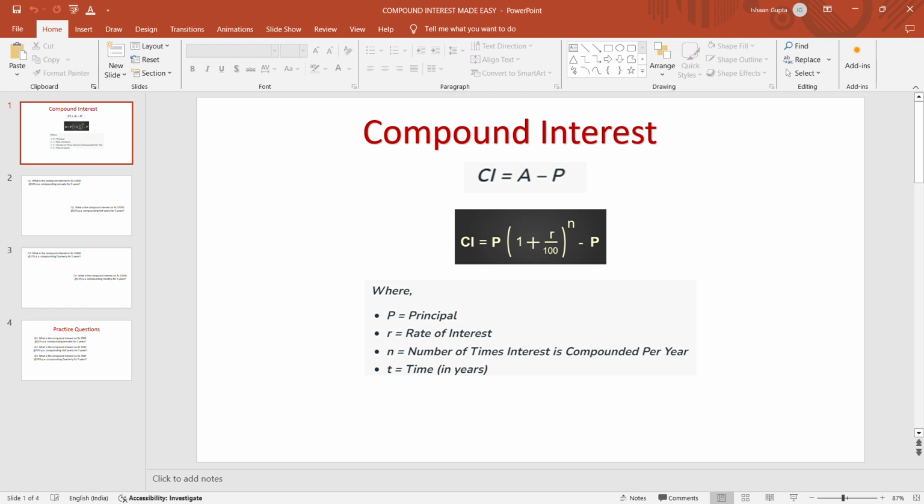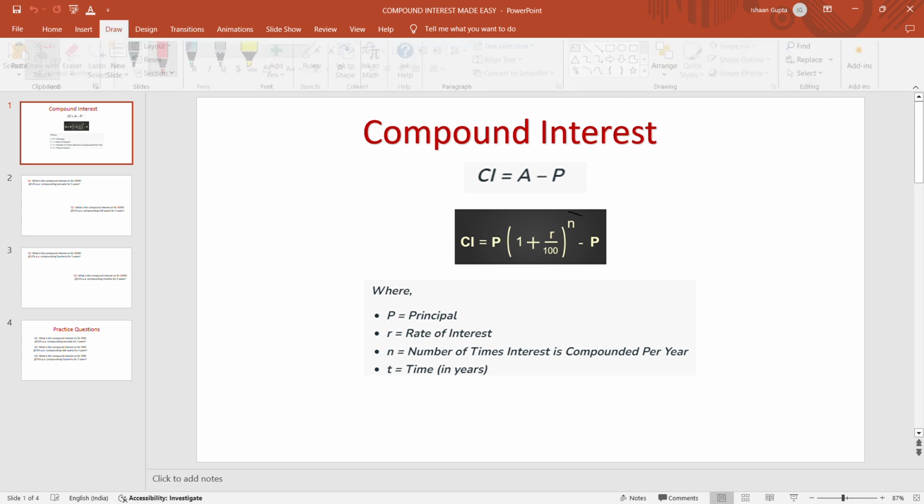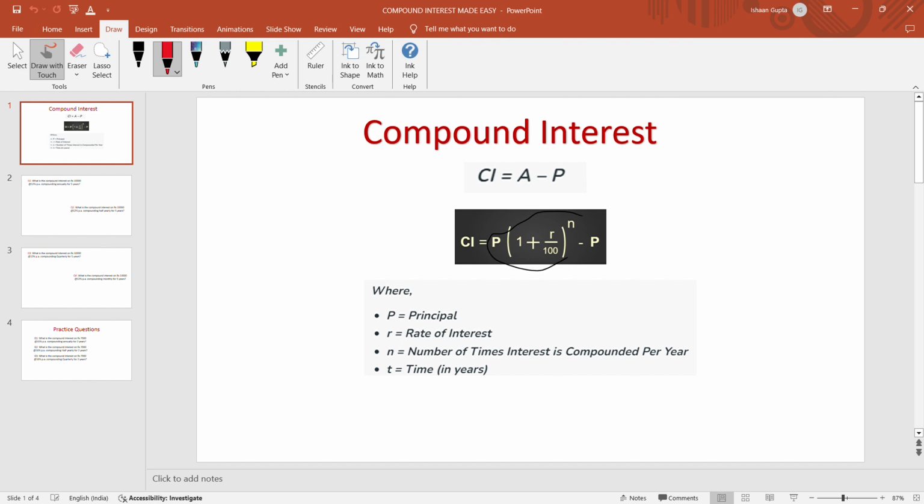Today we are going to study about compound interest. I have made it so easy that you will get the hang of it in 5 minutes total. See, compound interest means amount minus the principal, and this part is our amount. Amount means P into (1 + R/100) to the power number of time periods, that is n.